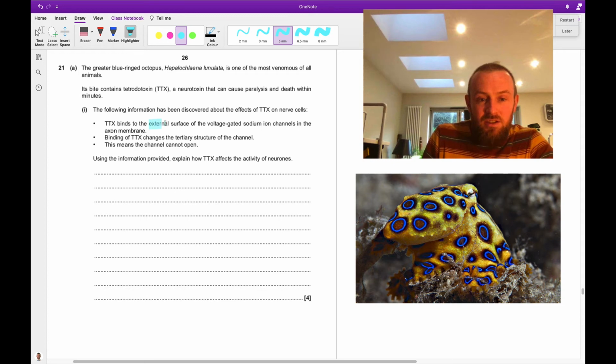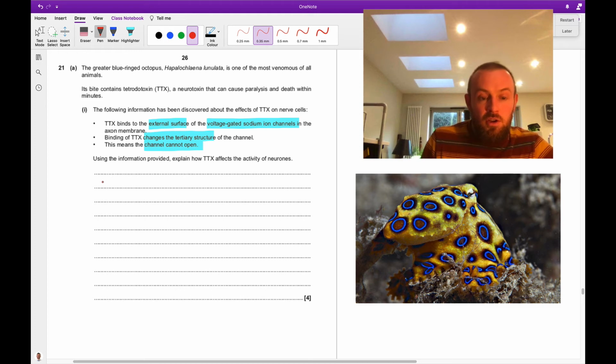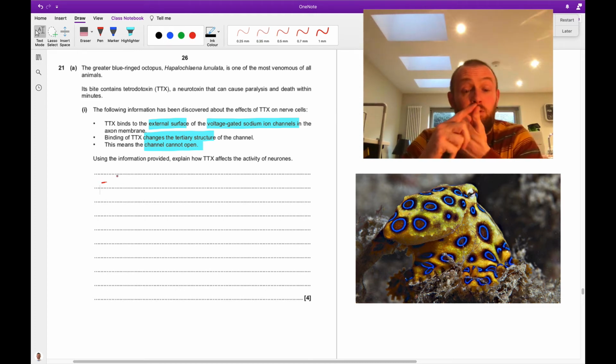Bind to the external surface of voltage-gated sodium-ion channels. Changes the tertiary structure, the channel cannot open. Okay, so how will this affect the activity of neurons? Well, let's think about it. First of all, the voltage-gated sodium channel would not open.